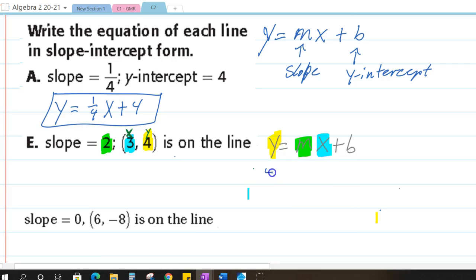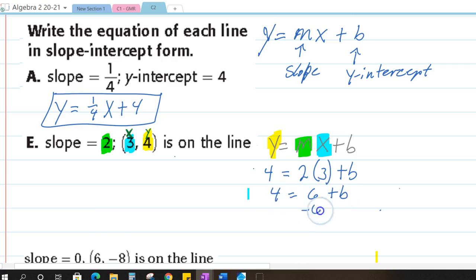That gives me 4 equals 2 times 3 plus b. 4 equals 6 plus b. Subtract the 6 to the other side, cancels out. b is equal to negative 2. Now I can write my slope-intercept form. Y equals, my slope is 2, x plus b. My b is negative 2. Don't put plus minus, just put minus 2.